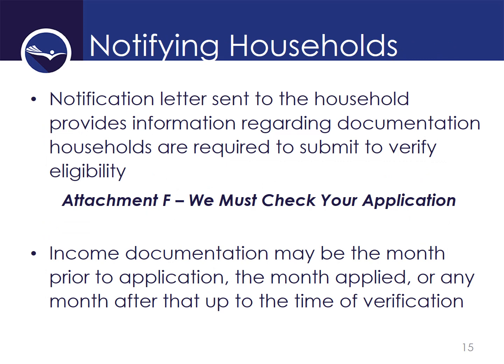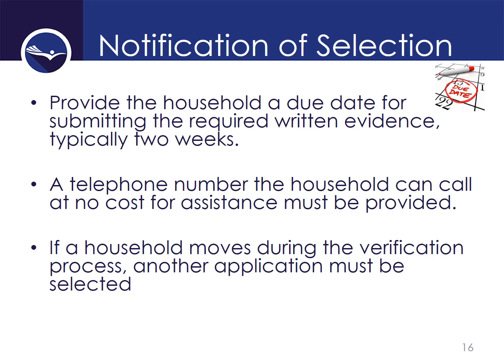Each household must be notified in writing that they have been selected for verification. Please use Attachment F, We Must Check Your Application. Households must provide documentation to confirm income or participation in a categorical eligible program. Provide the household a due date for submitting the required written evidence. Typically, give them 2 weeks. A toll-free telephone number must be provided for households to call if they have questions.